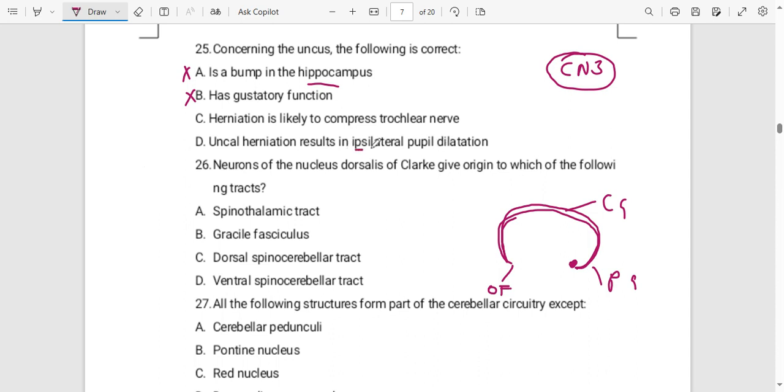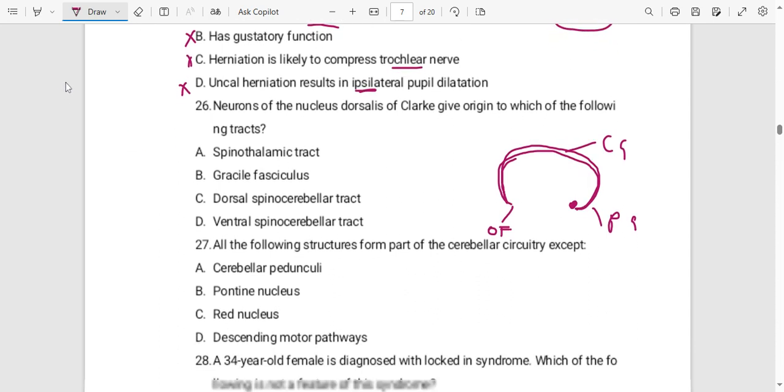It's ipsilateral because it is the same side where that effect has happened. It's not compressing before the nerve separates to the right and left. So this one is not true. It's actually cranial nerve number 3. Hope that is fine.